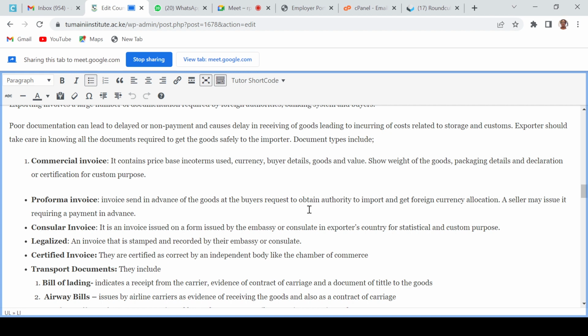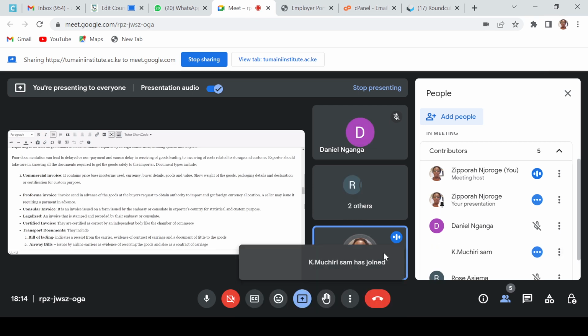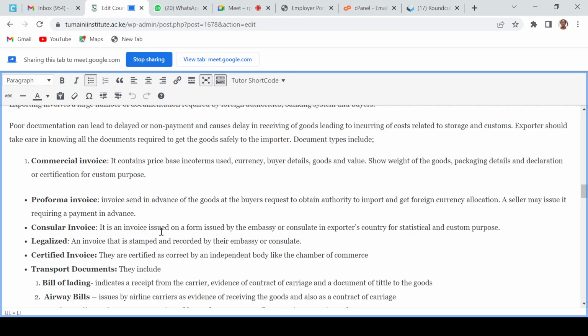So we find that just the same way we have an invoice in trade credit, we also have a commercial invoice. It's now called a commercial invoice under export credit. It shows the quantities, the prices, buyer details, the goods, the weight, the packaging, the declaration or the certification for customs purposes. Those are the things that a commercial invoice would contain. It's more like the trade credit invoice that we normally use, but this one is more detailed. It will even show packaging, declaration, or certification for customs purposes.